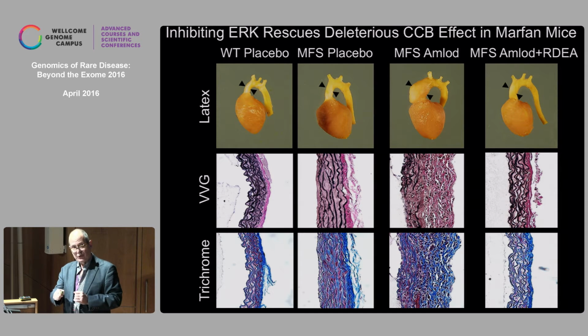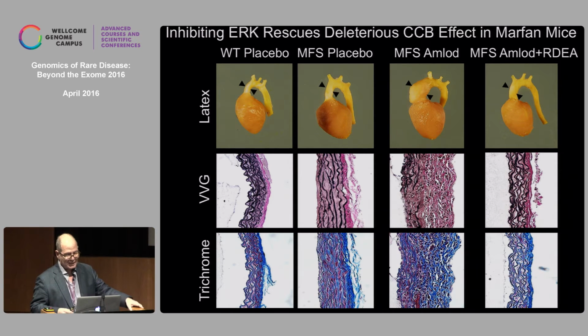You can see that there's a huge ascending aneurysm, a tremendous fibroproliferative response within the aortic wall with dramatic fragmentation of elastic fibers. In mice that received calcium channel blockers plus ERK inhibitor, we not only remove the effects of calcium channel blockers, but bring the aortic wall all the way back to normal, suggesting that ERK is really the dominant player in this disease state.